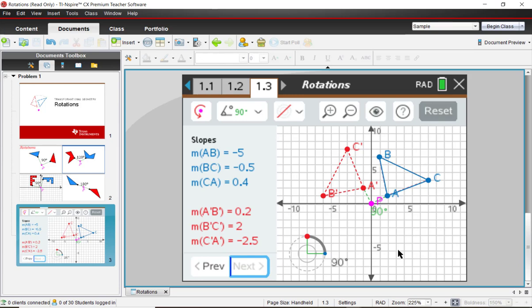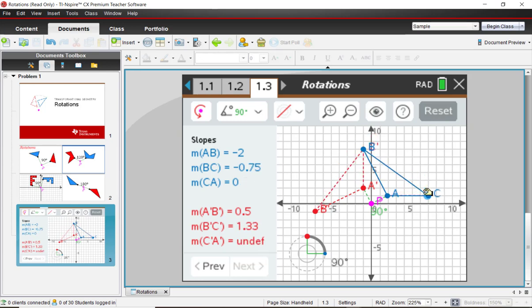All right, let me grab point B and pull that one here. And do you notice anything about this corresponding side slope now? And I'm going to grab C and pull that one to maybe right there. And do you see anything in the slopes of corresponding sides there? You might not, just looking for something.